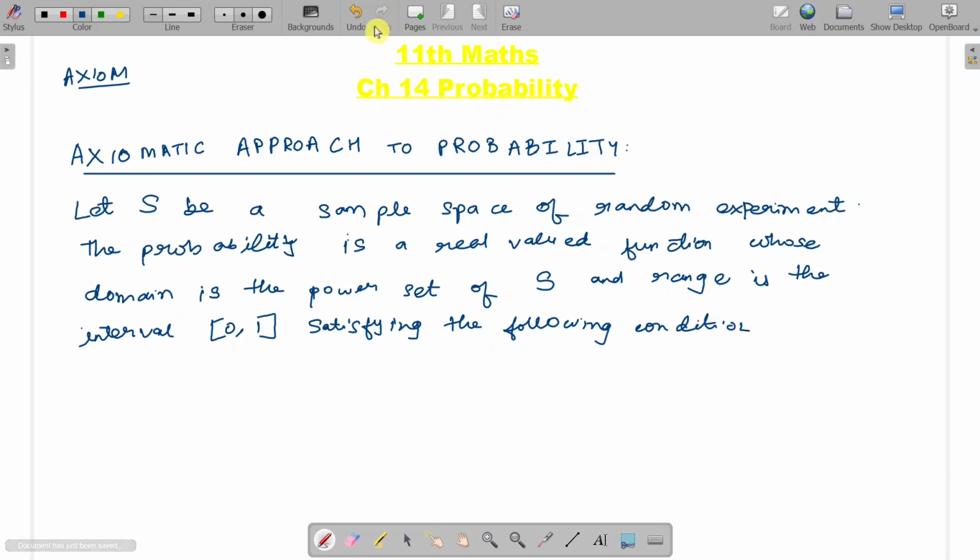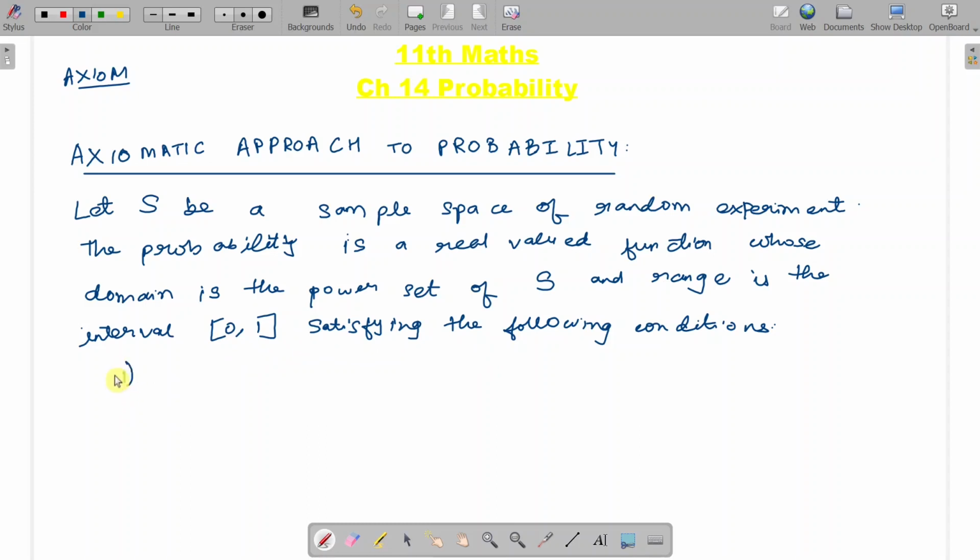So let us look at the conditions. But first of all, what is probability? Probability is just a real valued function whose domain is the set from which the function is assigned. So the domain is the power set of S. You know what a power set is, right? A power set is the set of all subsets of the main set, that is S here. And the range is the value that the function takes, so the range is in the closed interval 0 to 1.